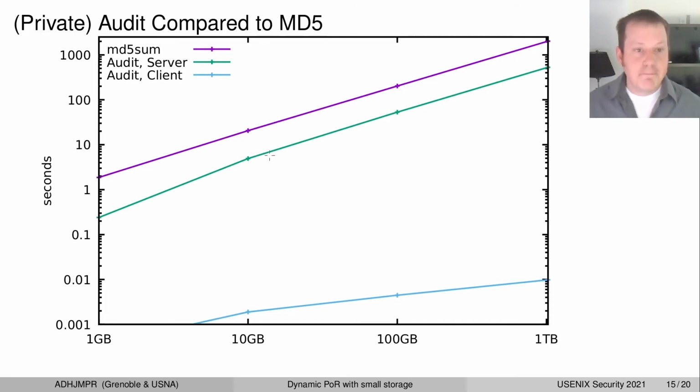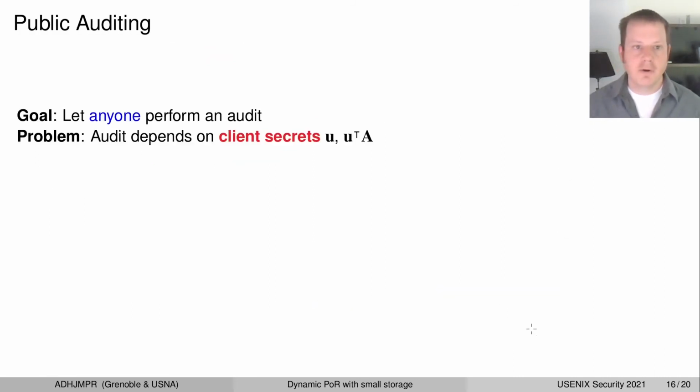And what we show is that the bad thing about our work is the slow server audit time. And we see that it's not that bad. It's actually an order of magnitude faster than just doing an MD5 sum. And the client time for audits is extremely low, less than a fraction of a second, even up to a very large 1 terabyte size file.